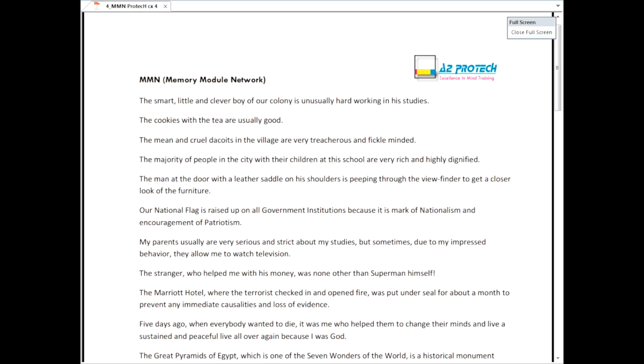Shall I do it again? No, it's okay. Okay, all right, I want you to read and then shoot without saying. Our national flag is raised up on all the government institutions because it is mark of nationalism and encouragement of patriotism. All right, shoot. Our national flag is raised up on all the government institutions because it is mark of nationalism and encouragement of patriotism.